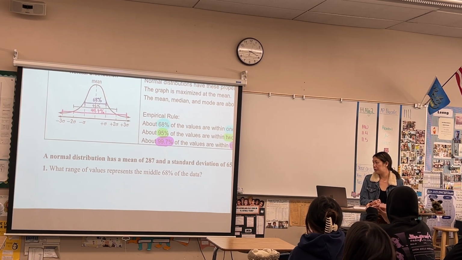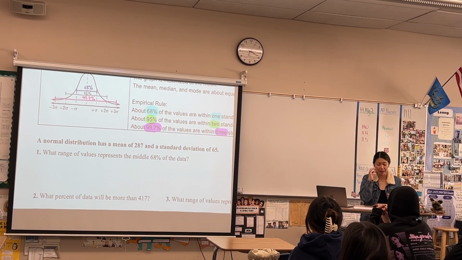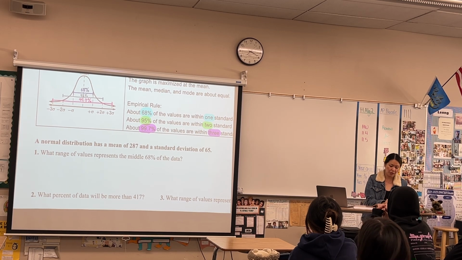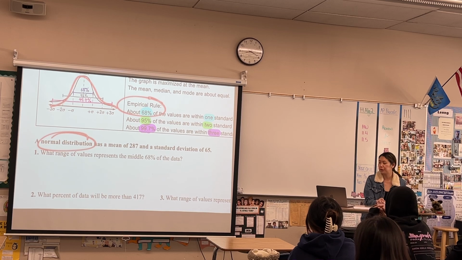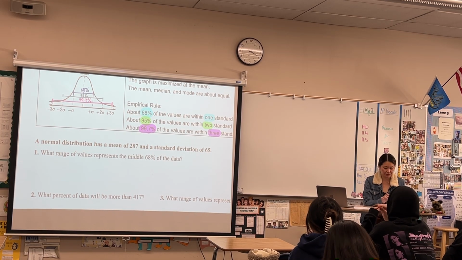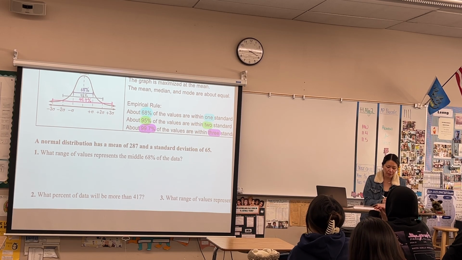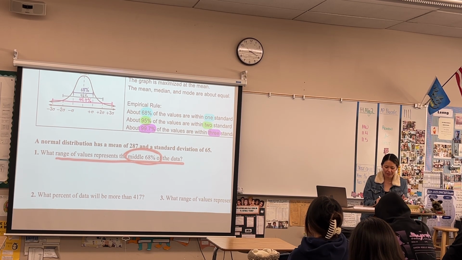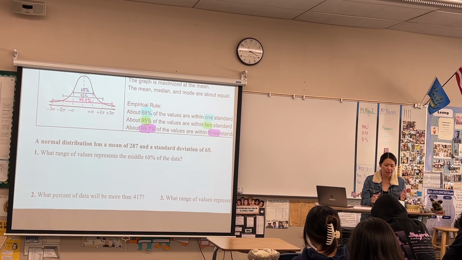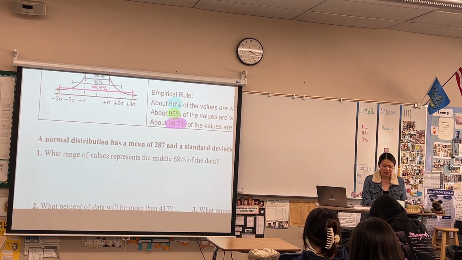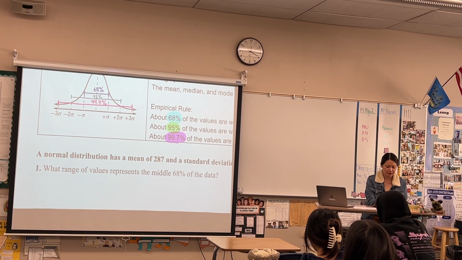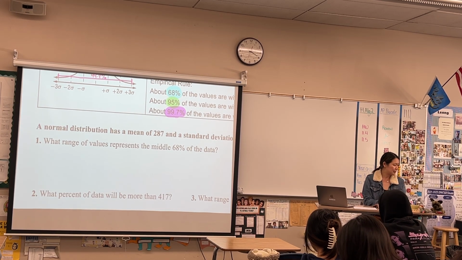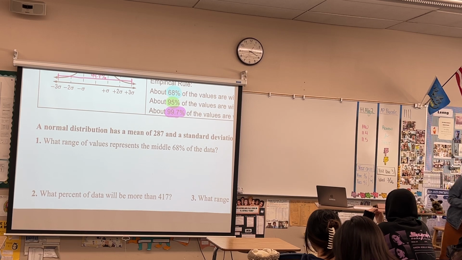So how do we use it? Well, questions like numbers 1, 2, and 3. For example, number 1, a normal distribution. Normal distribution tells me I can use the empirical rule. It has a mean of 287 and a standard deviation of 65. What range of values represents the middle 68% of the data? Well, I know the middle 68% is just 1 standard deviation down and 1 standard deviation up. So I'm just going to go 287, got my calculator.